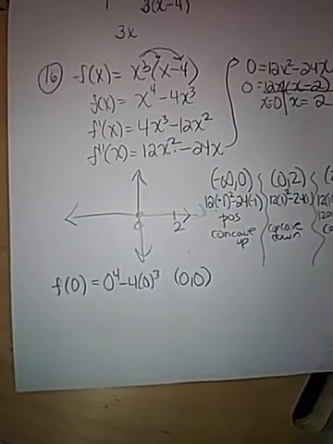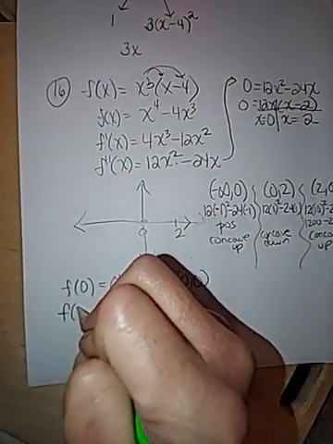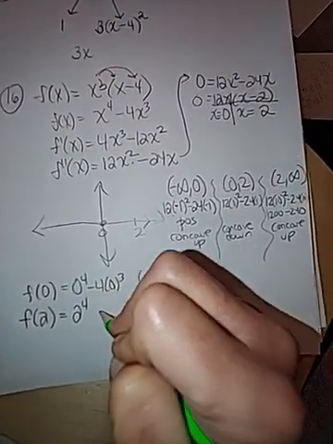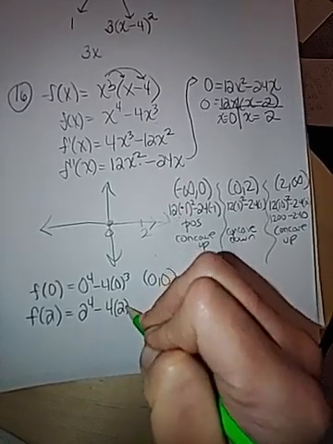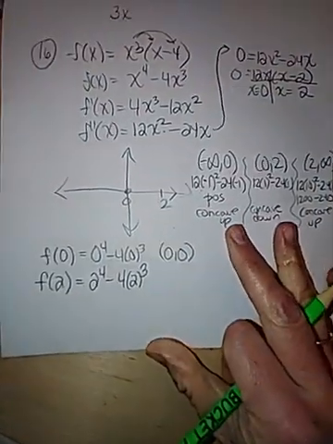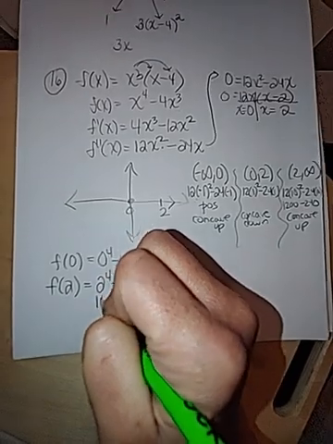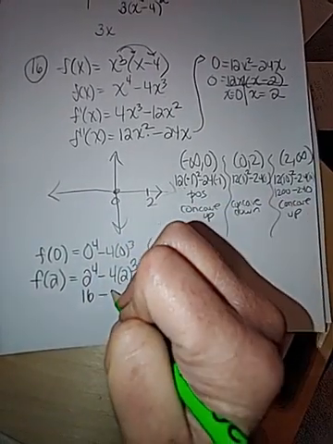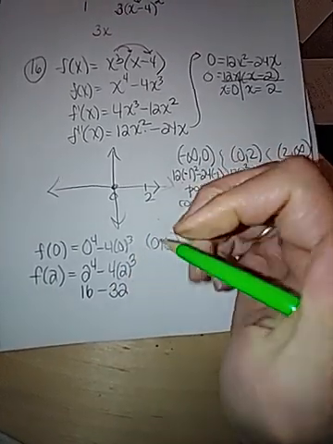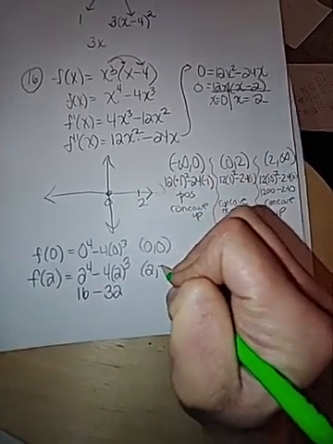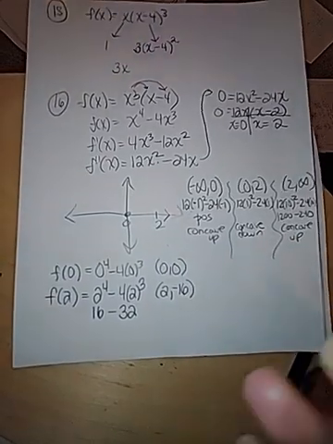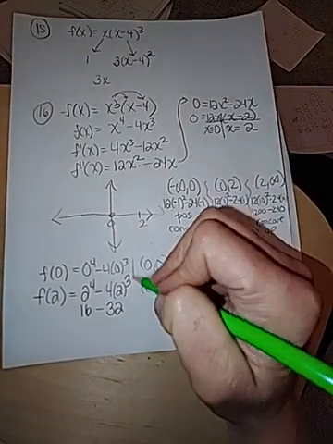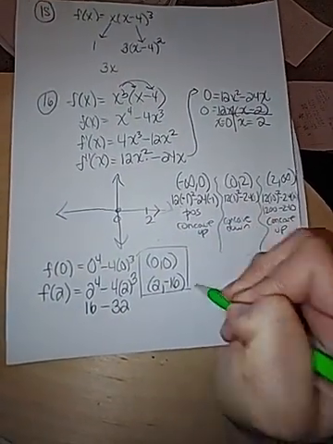All right, now I have to plug in 2. So I have 2 to the 4th minus 4 times 2 to the 3rd. All right, we got 16 minus, this is 8 times 4, which is 32. So I have 2, negative 16. So my points of inflection are 0, 0, and 2, negative 16.